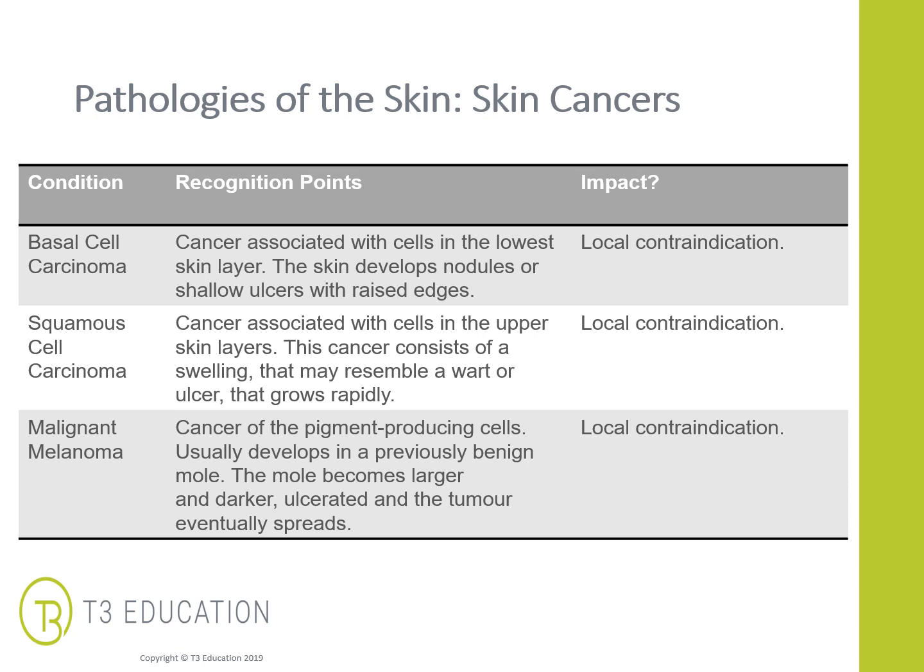Malignant melanomas. So this is cancer of the pigment producing cells. Usually develops in a previously benign mole. The mole becomes larger, darker, ulcerated. It can have an uneven edge, a lack of symmetry, and the tumour eventually spreads. So again, important to understand if your client has a malignant melanoma, what stage they are, whether or not it has spread to any other organs, and absolutely I would be looking for GP approval to treat this client.